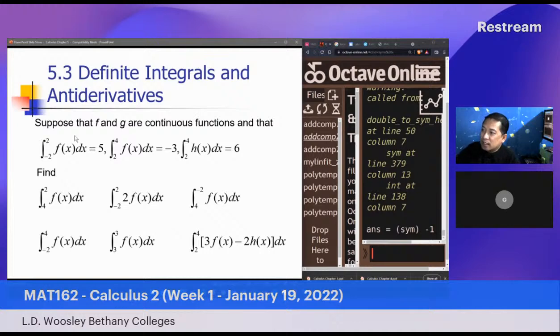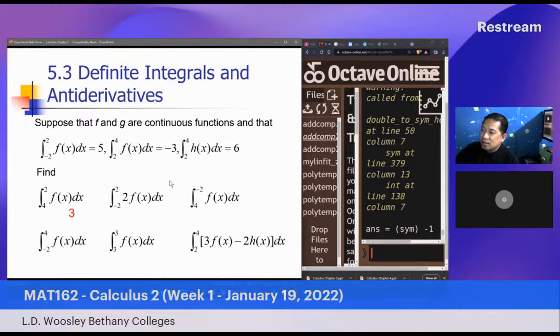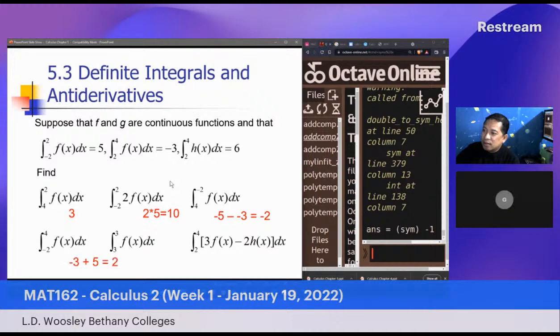Ayan. Tingnan natin kung may sagot. Uy, 3. Alright. 0. Of course, 0 yung property. No?